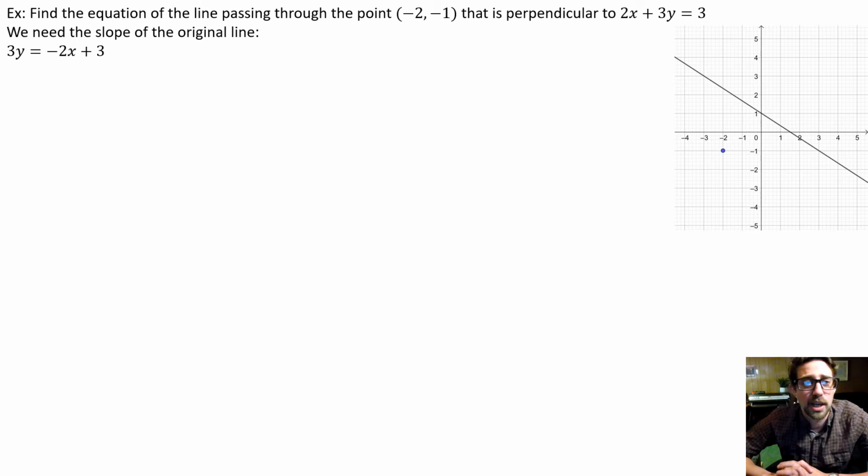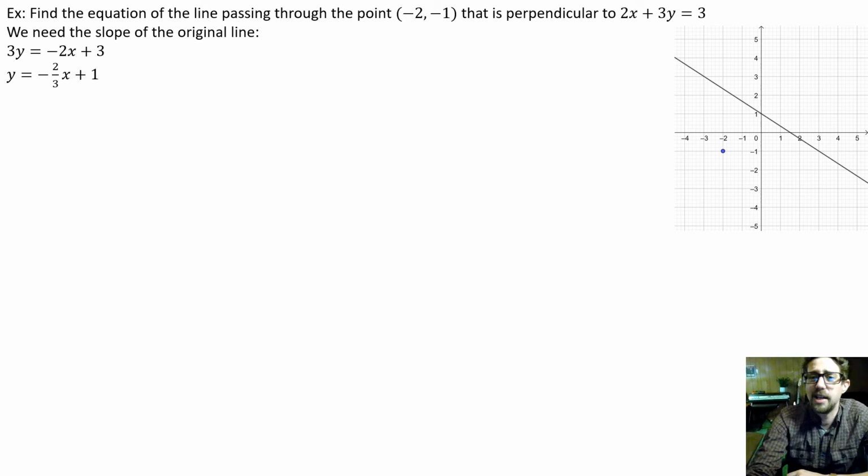So 3y equals -2x plus 3. Divide everything by 3. You get y equals -2/3 x plus 1. Okay, so that's just the same equation, just in a different form for this line that we were given. So again, the only piece of information we need from that is this -2/3. The 1 doesn't do anything. All the 1 does is shift this line up and down. It's not going to affect this line over here that's perpendicular to it. So we have a line with slope -2/3. We want a line that's perpendicular to it. So our new line is going to have slope positive 3/2.